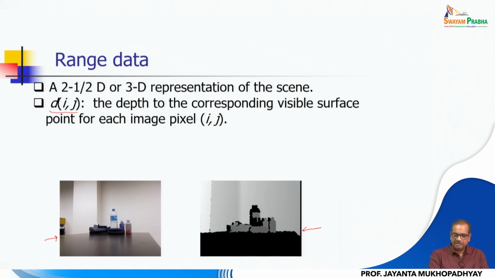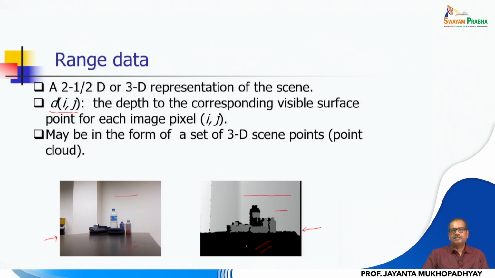You can see the wall section. This is a wall, and the brightest points are at the wall because it is farthest, and the closest points are darker, and the bottle surface is in between, as we can see here.